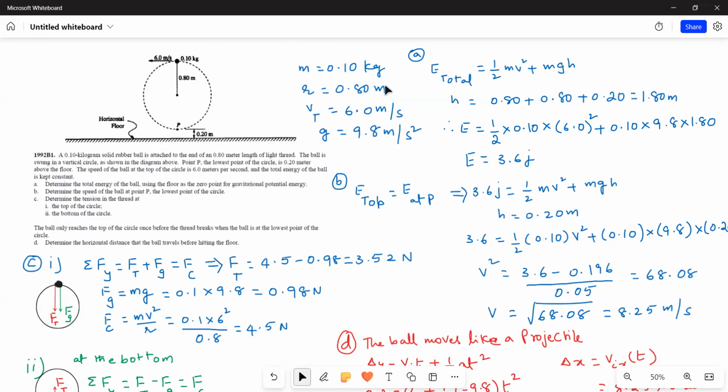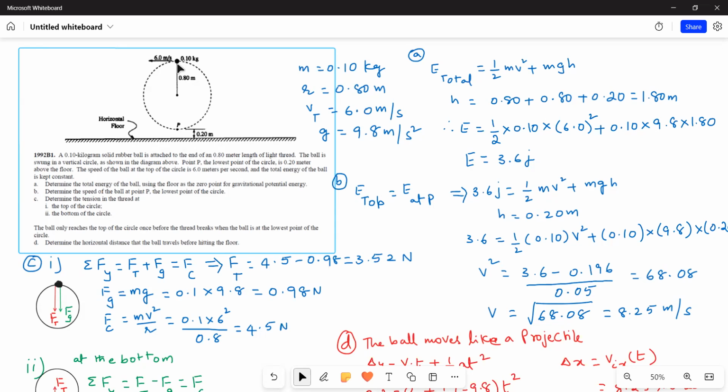Let us write down the data. Mass is 0.1 kilograms, radius is 0.8 meters, velocity is 6 meters per second, g is equal to 9.8 meters per second squared. Let us calculate the E total here at this point.